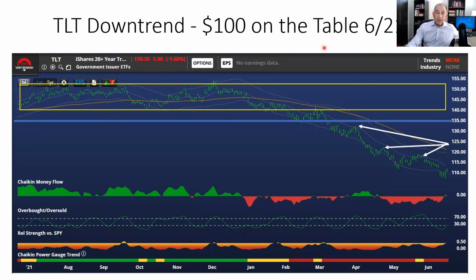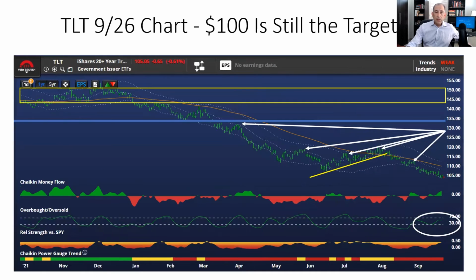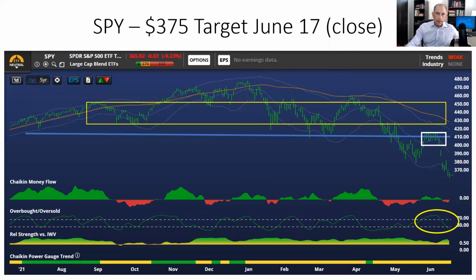There's TLT. We were talking about a $100 target. There it was last week. Here it is today. The $100 is still a target on the TLT, just because we're seeing a lack of confidence, I think, in the longer term bonds. And obviously, the trend is against them. And with rates moving higher, it's just not going to help the cause.